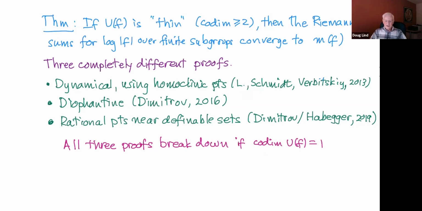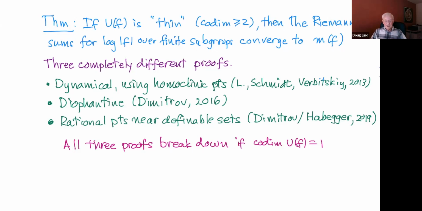The first was Klaus and Evgeny back in 2013. We used a completely dynamical argument using homoclinic points. You want to drive up the number of periodic points. You want to show you've always got enough periodic points. And homoclinic points are a technical mechanism for creating oodles and oodles of periodic points. And so we were able to show this convergence using this dynamical operation of homoclinic points.